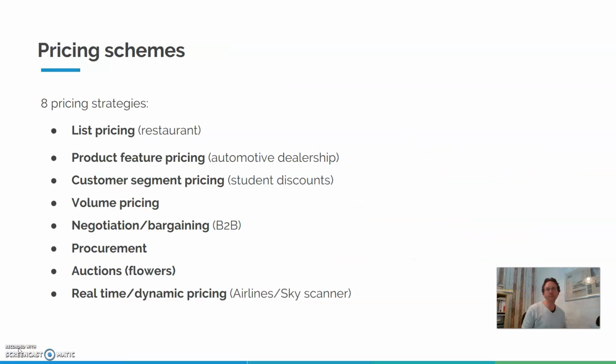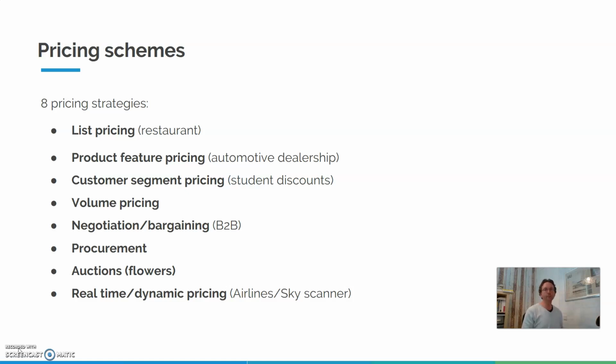And finally, we distinguish between 8 pricing schemes. List pricing, restaurant, product feature pricing, if you buy a car and order additional features to it, customer segment pricing, like student discounts, and volume pricing. The more you buy, the more discount you get. These are all fixed pricing schemes.